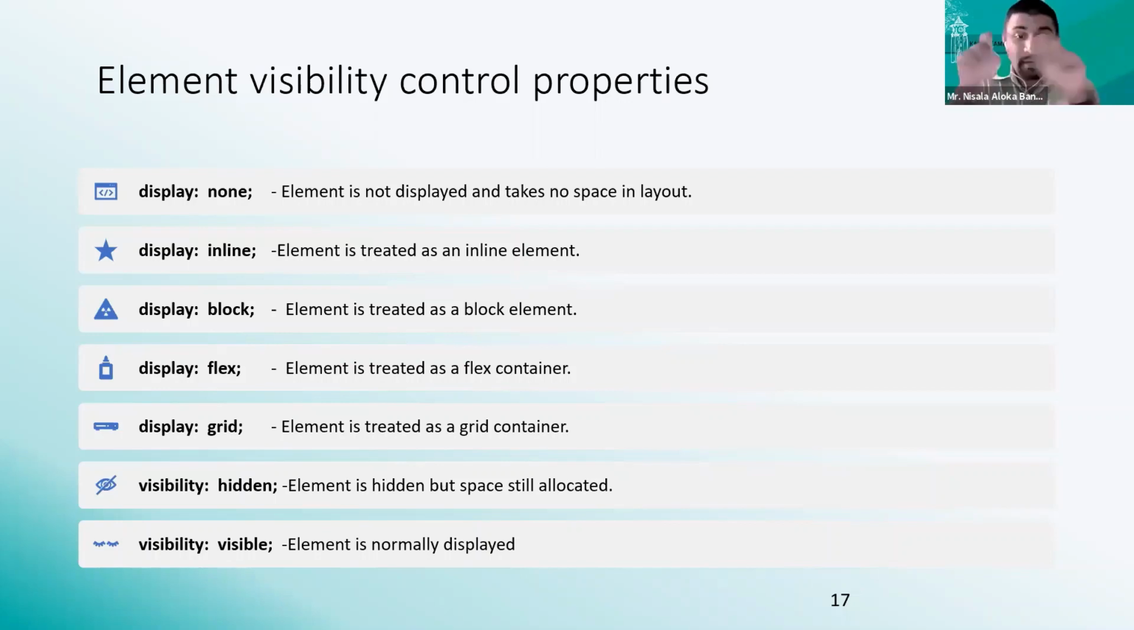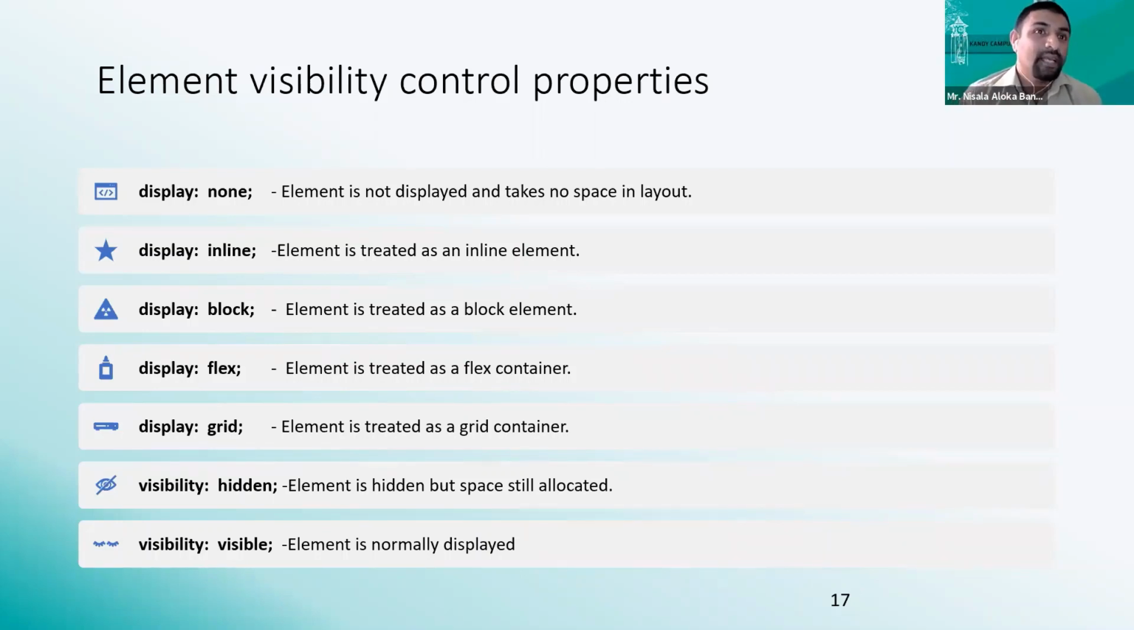And display flex means the element will be treated as a container where you can put other things inside it. Display grid is your container. Using the grid, you can split your container into rows and columns. We will be experiencing that.